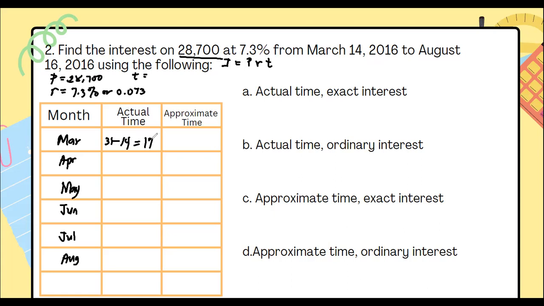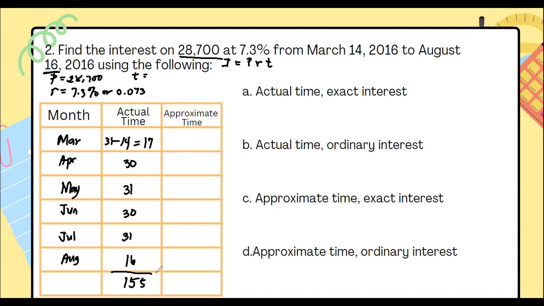Sa actual time, yung month of April, meron po siyang 30 days. Yung May, there are 31 days. Yung June, 30 days. July, 31 days. Then yung August natin, since mag-end ng 16 or August 16, 2016, so 16 days lang yung month natin ng August. Then, total lang po natin lahat to. So, that will be 17 plus 30 plus 31 plus 30 plus 31 plus 16. That will be equal to 155 days. That will be our actual time.